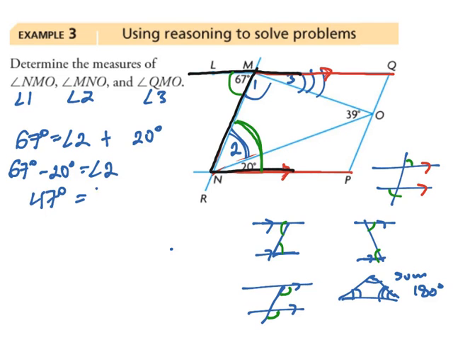One thing that we did forget is that we have to have an explanation wherever we write a statement. And of course this explanation is interior alternate angles. The next stage, since we found 47 for angle 2, is of course you erase the angle 2 and put in 47.